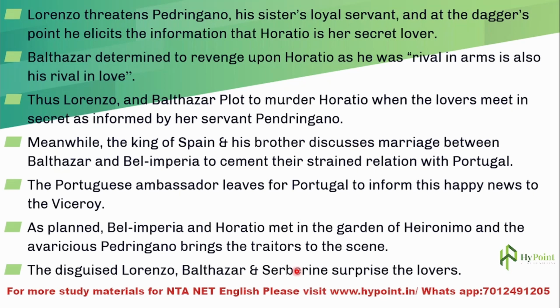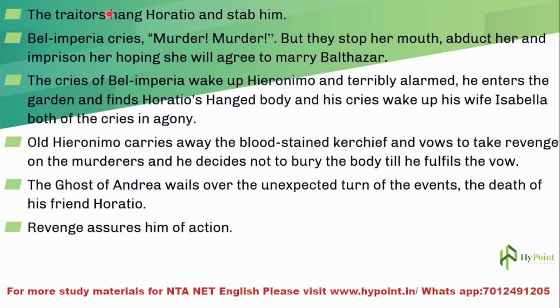the scene, and their presence surprised the lovers. They got bewildered. They never expected these three people there, because they were meeting in secret in the garden of Hieronimo, and Lorenzo, Balthasar, Cerberin appeared in disguise in order to murder Horatio. See? So the traitors hang Horatio and stab him. Horatio was hanged by the traitors, and afterwards he was stabbed.